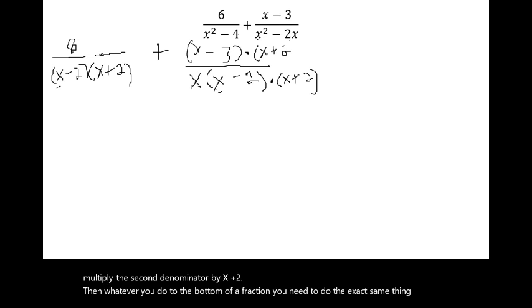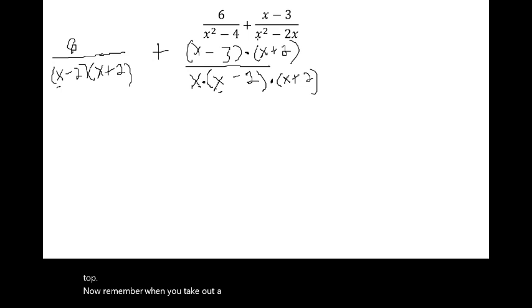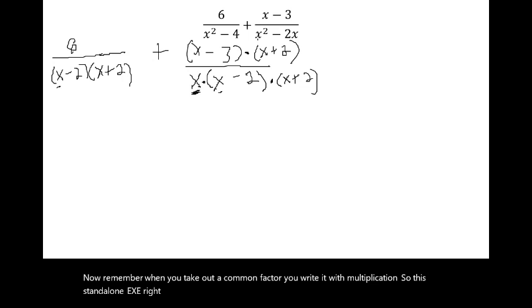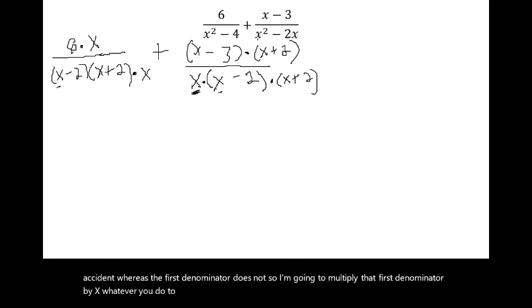Then whatever you do to the bottom of a fraction, you need to do the exact same thing to the top. Now remember, when you take out a common factor, you write it with multiplication. So this standalone x right here is technically considered a factor. So the second denominator has an x in it, whereas the first denominator does not. So I'm going to multiply that first denominator by x. Whatever you do to the bottom, you need to do to the top. So then I'm going to work on simplifying as much as I can.